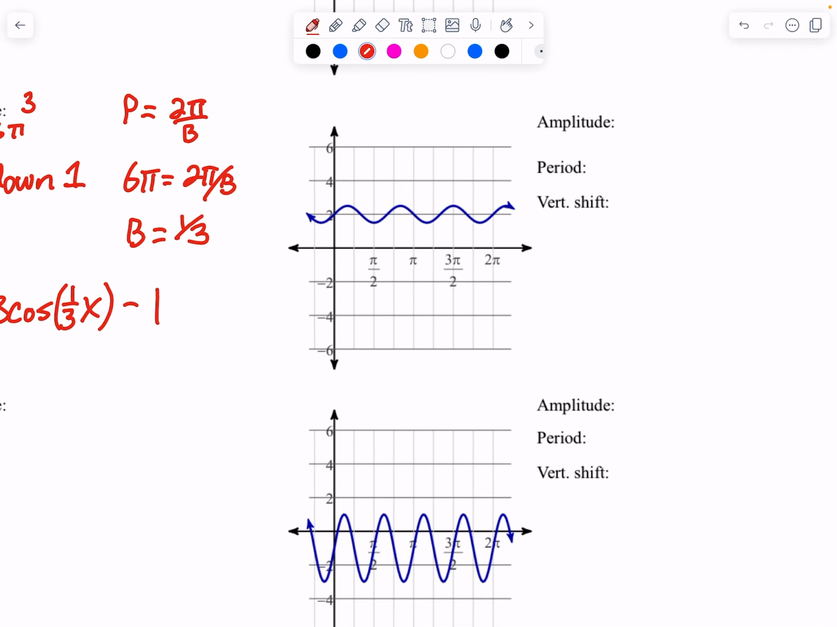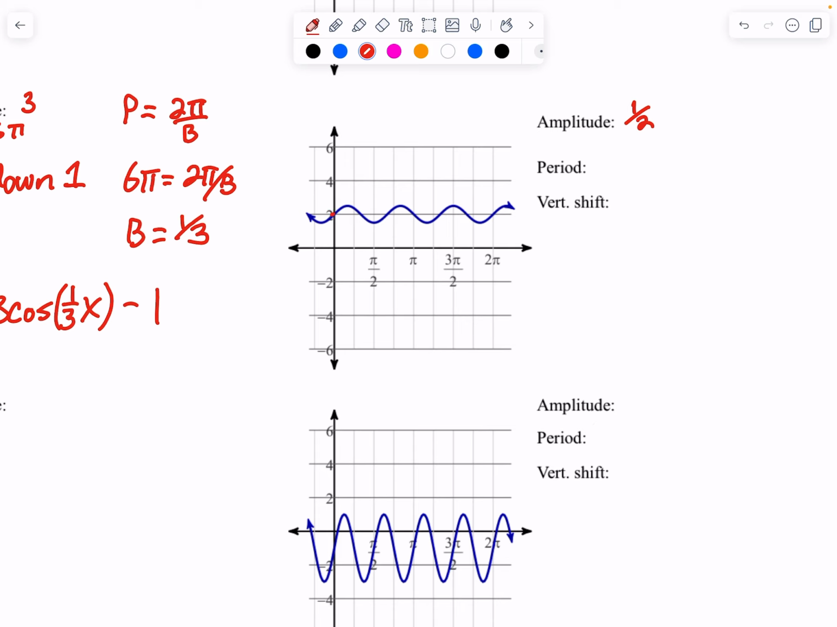Right, looking at this one. We can see this one shifted up. The midline there is on the 2, so it moved up. The amplitude, I believe, is a half. Yeah, it's a half. Kind of hard to see, but we would have better tick marks there to help us.